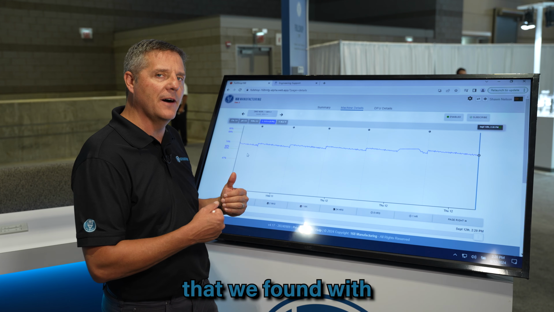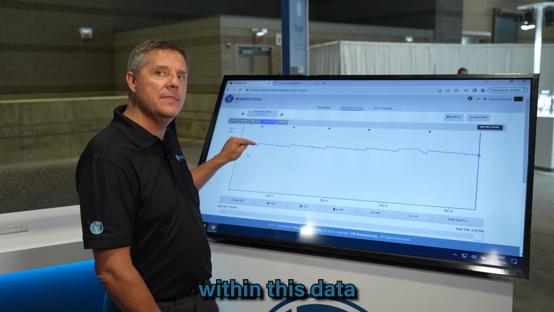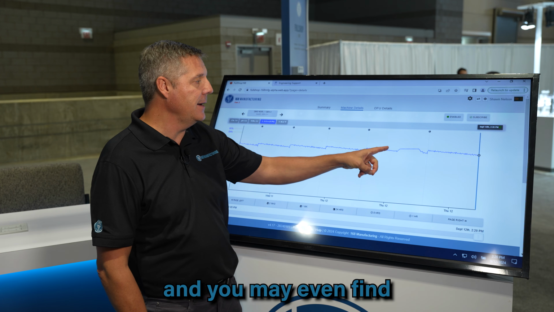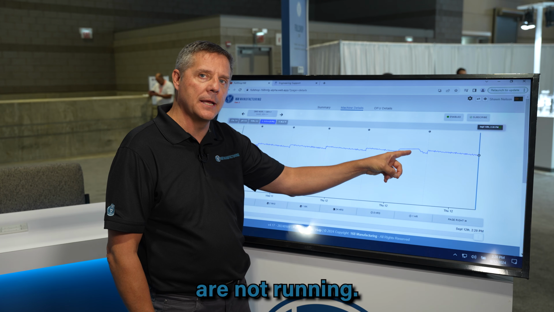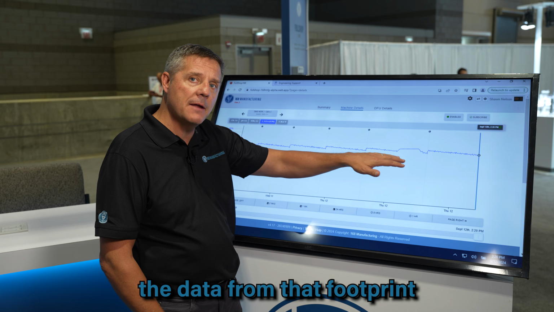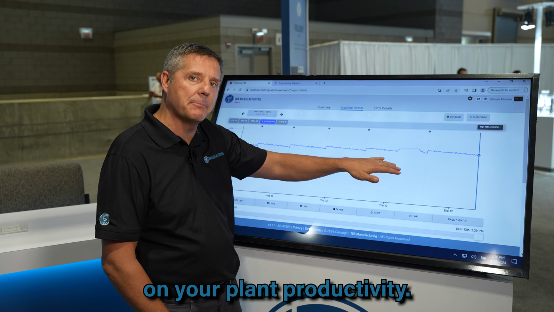One of the things that we found with this easy to use interface is you can actually see within this data when machines are running, and you may even find when machines are not running. So the level controller footprint, the data from that footprint is very, very insightful on your plant productivity.